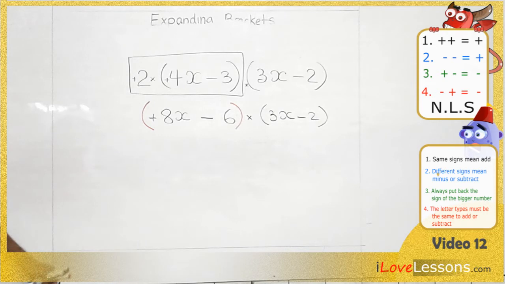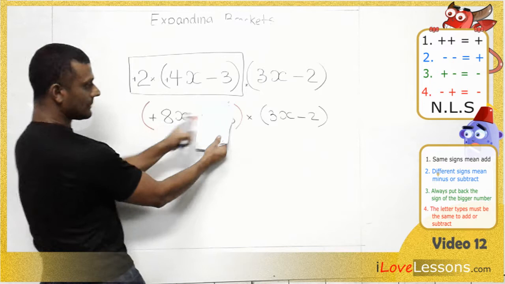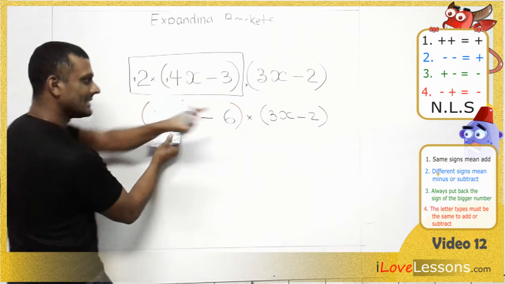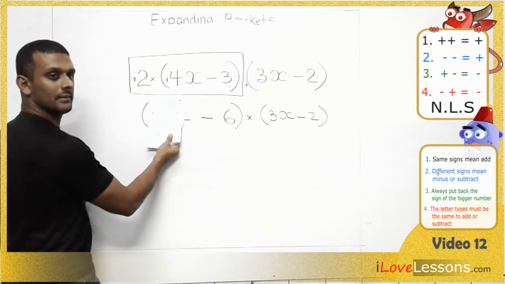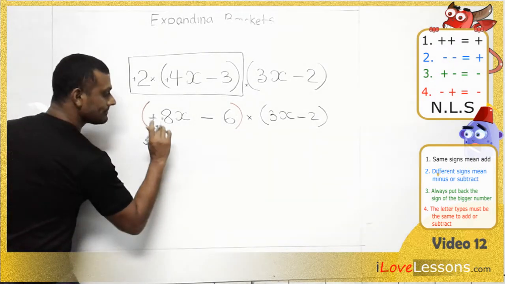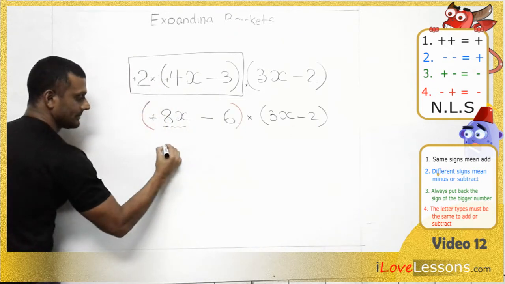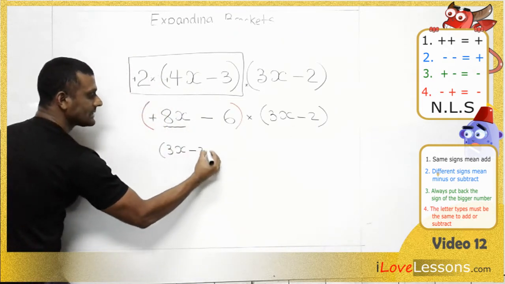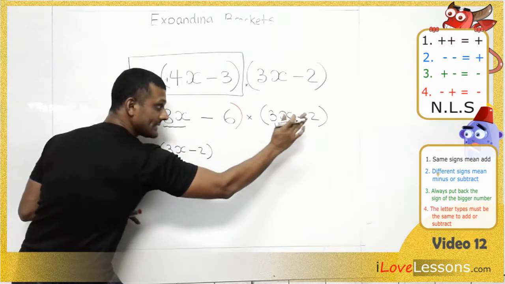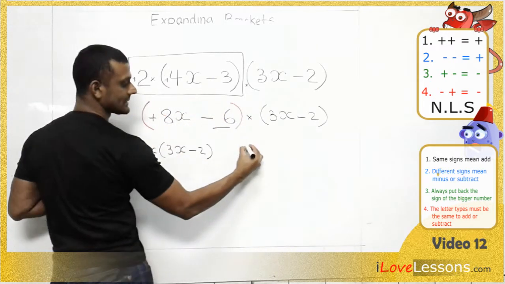Remember how we did it last time? We would block one of them and multiply everyone here by 8x. Then we will block the 8x and multiply both of them by minus 6. So let's get started. You're paying attention to this one. We're going to take this 3x minus 2 and multiply by positive 8x. Then we're going to take this pair of brackets again and multiply by minus 6.